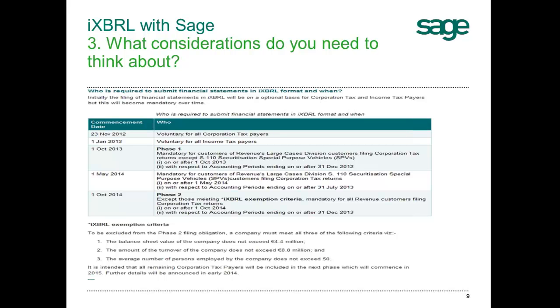filing corporation tax returns. Now then you've got Phase 2, which starts from the beginning of this month, 1st of October 2014, where they wouldn't need to form part of the exemptions which I highlighted below. So if you have any questions, as I mentioned, please do speak to the Revenue Online Services. And the exemptions are intended that all remaining corporation tax payers will be included in the next phase, which will commence in 2015.